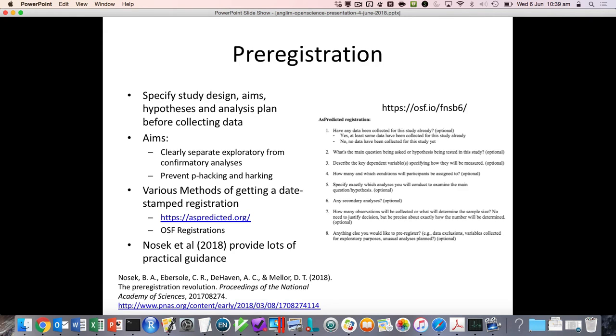And so in that case, the idea is that you can register and get a time-stamped, archived version of this document that sets out your plan. And there are various ways of doing this, and various ways of setting out such a document. There's AskPredicted.org, which I haven't used, but I believe they have eight standard questions, all optioned to make it as easy as possible. Equally, there's also OSF registrations, which also let you specify these things and get a time-stamped copy.